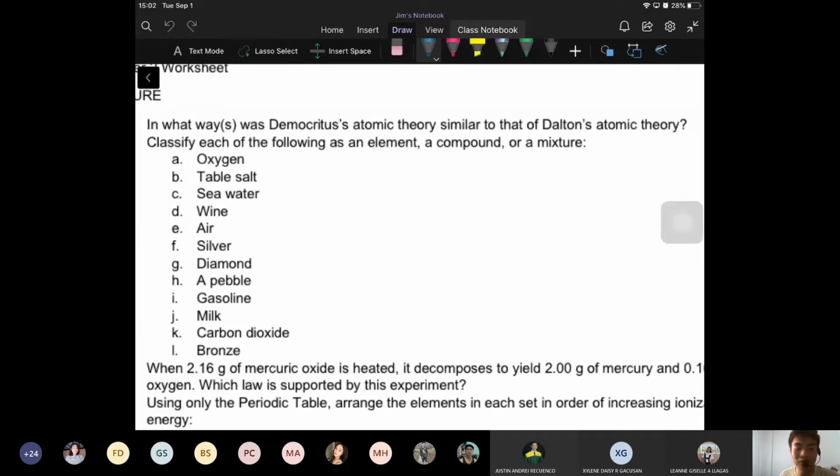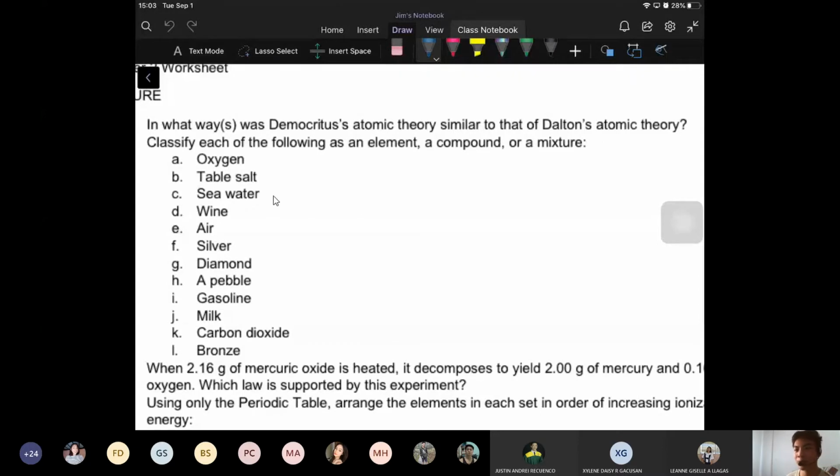Okay, so for oxygen, that is an element. Table salt is a compound. Why is it a compound? Because it is actually a molecule composed of sodium atoms and chlorine atoms. So thank you, Xylene.